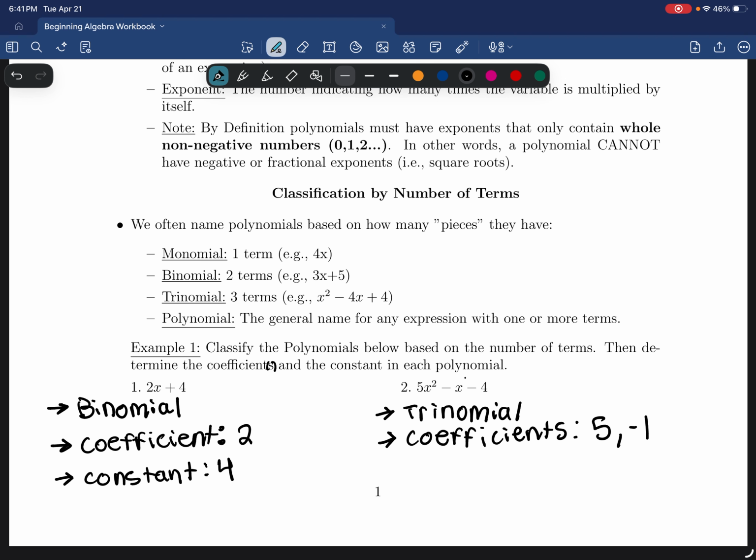But whenever you just see a variable on its own without a number in front, there's always an invisible 1 there hanging out. Because what is 1 times x? Oh, that's just x, right? 1 times x is just x. So a lot of times people don't write that 1 and they just leave it out. So if it helps you, you can write down 1 next to the variable, but just keep that in mind. And then last but not least, the constant is just that -4 hanging out there. And that's it.